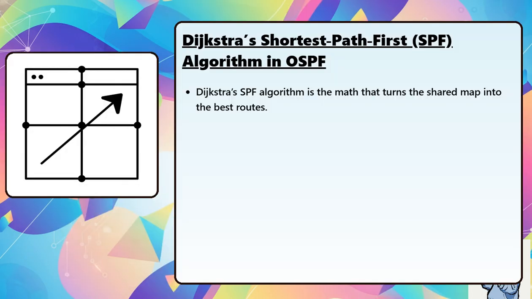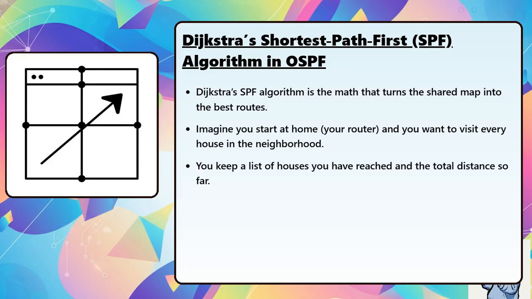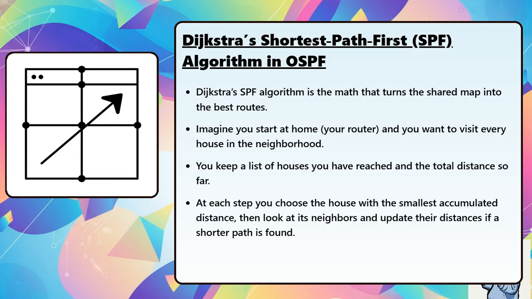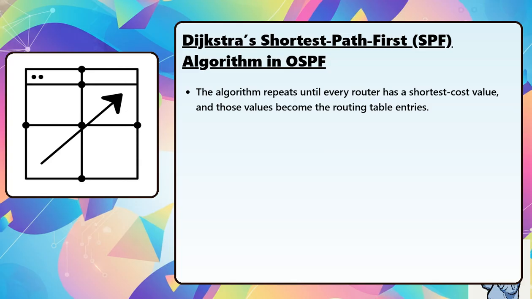Dijkstra's SPF algorithm is the math that turns the shared map into the best routes. Imagine you start at home, your router, and you want to visit every house in the neighborhood. You keep a list of houses you have reached and the total distance so far. At each step you choose the house with the smallest accumulated distance, then look at its neighbors and update their distances if a shorter path is found. The formula is cost of path equals sigma link cost i for i equals 1 to n, where sigma means add up all the link costs along the path. The algorithm repeats until every router has a shortest cost value, and those values become the routing table entries.